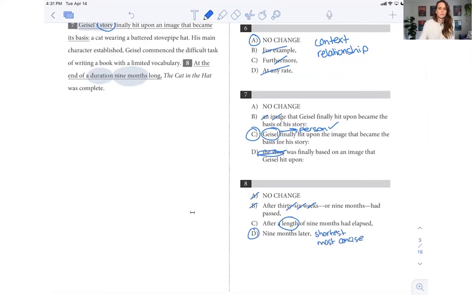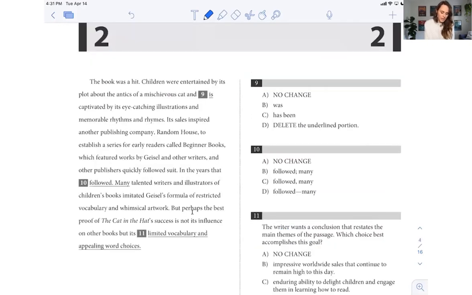And it works. Let's go on to the next part. So the book was a hit. Children were entertained by its plot about the antics of a mischievous cat and is captivated. Ooh, children were entertained and captivated.